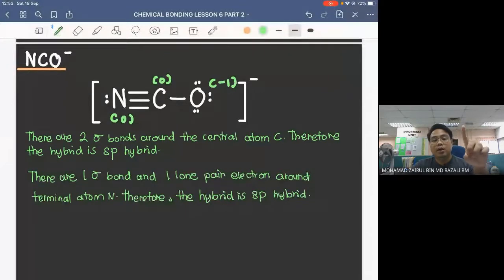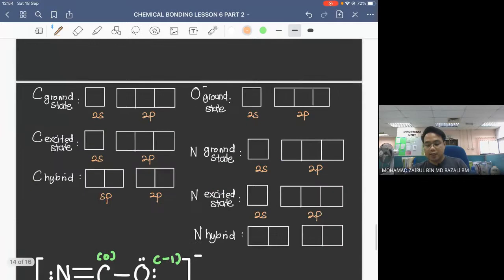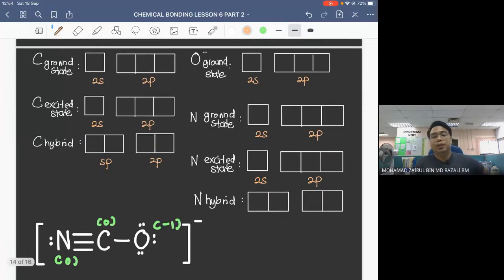Okay, so since there are 1 sigma bond and 1 lone pair electron around the terminal atom N, therefore the hybrid in N is also sp hybrid. So maknanya carbon ni sp, ini pun sp. Okay, so after you draw the Lewis structure, geometry, kira formal charge, buat conclusion, and then kita kena buat dia punya valence orbital diagram.